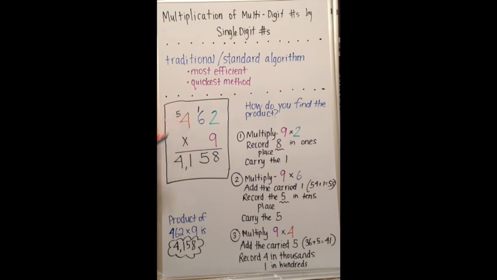9 times 4 is 36. We add our carried 5, which gives us 41. And since this is our last digit in the top factor, we can go ahead and record both numbers. So we would put the 1 in the hundreds place and the 4 in the thousands place. So our product, or our answer of this multiplication problem, 462 times 9, is 4,158.